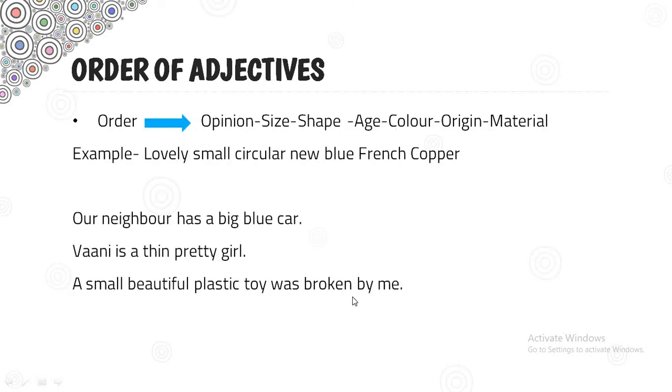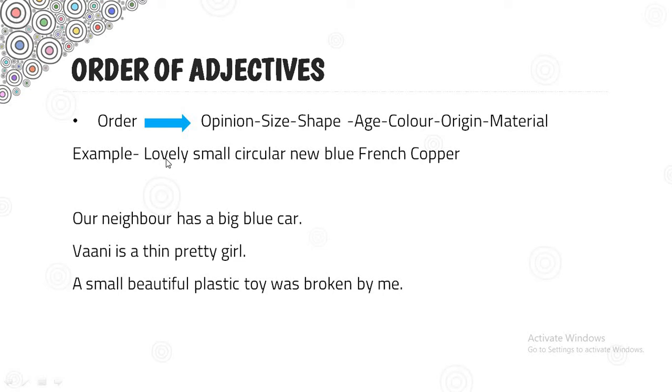Fine. Let us go to the next slide about the order of adjectives. This order generally comes in when we use a number of adjectives in a sentence. So we place them in such a way that they give us a correct, meaningful sentence. So how should we place the adjectives? First of all, our opinion, then the size, shape of the object, age, color, origin and material. So this is generally the order in which the adjectives should be placed.